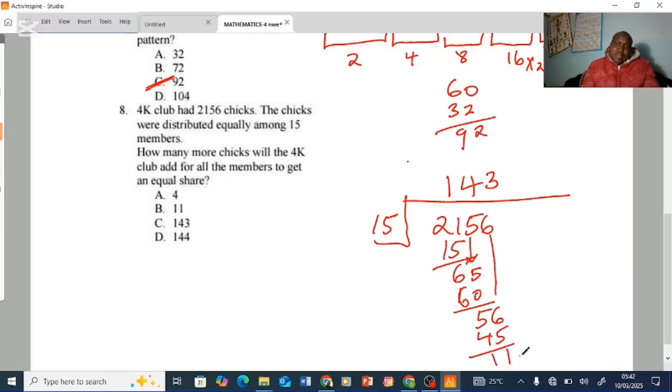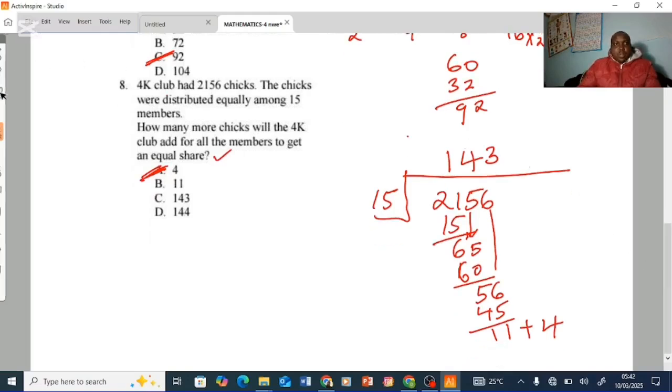So 11 have remained and the number of members are 15. So how many will we add here so that they can be able to take equal shares each? What you add is 4. So if you add 4, they will be 15. We will add another one there. So we need to add 4 more so that they can get the number of equal shares. You add 4 to the remainder.